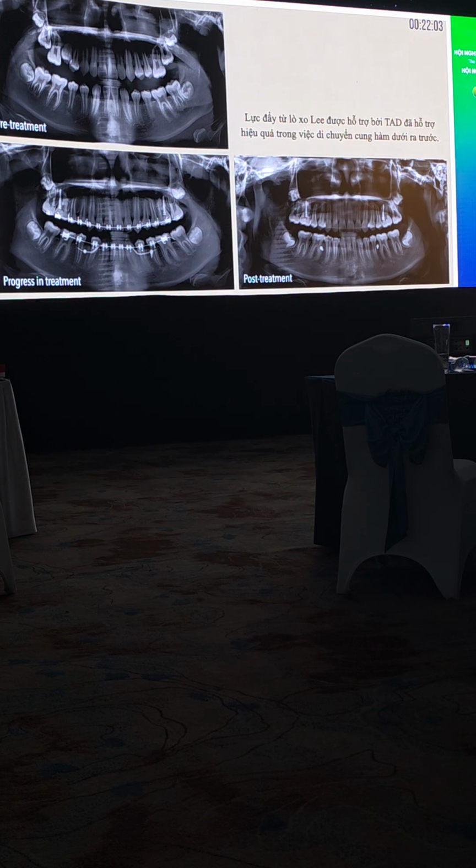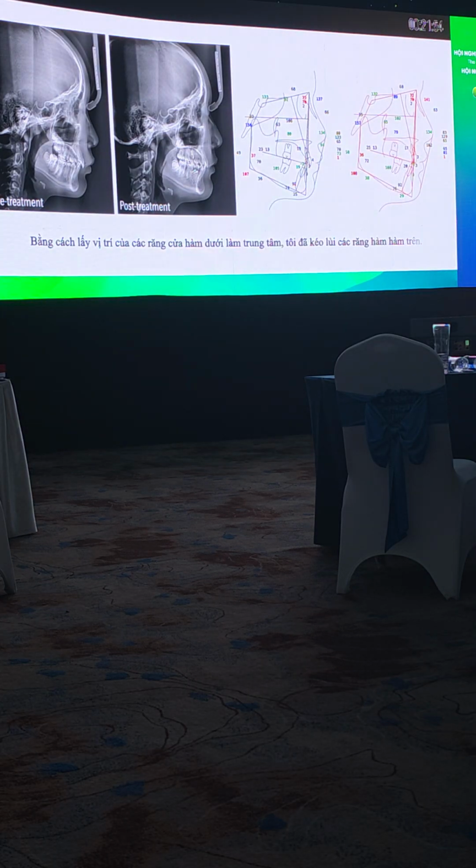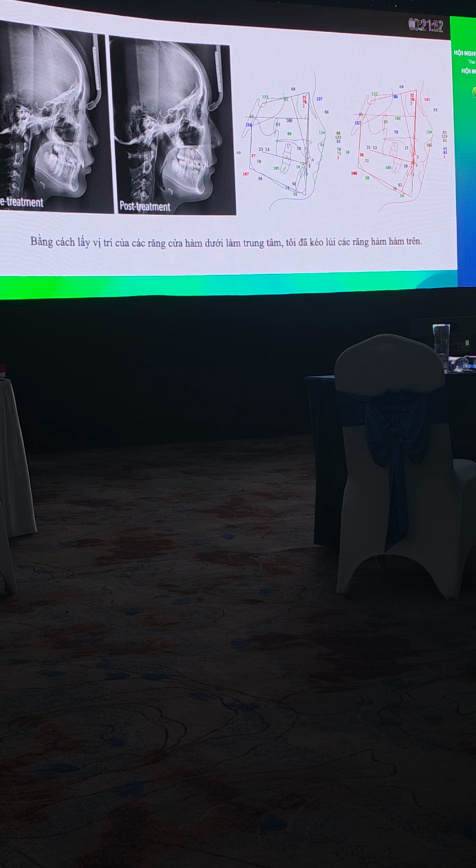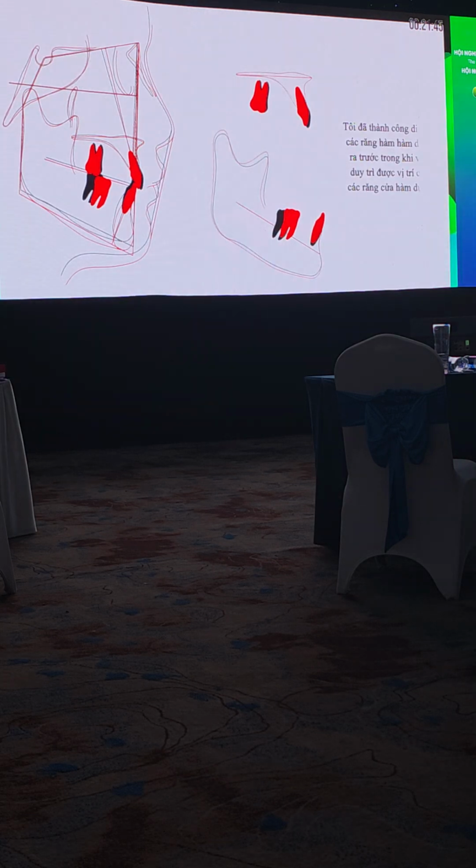The TAD-supported pushing force of the leaf spring facilitated an effective forward movement of the mandibular arch. By centering the position of the mandibular incisors, I advanced the maxillary molars backward. I successfully moved the mandibular molars forward while maintaining the position of the mandibular incisors.